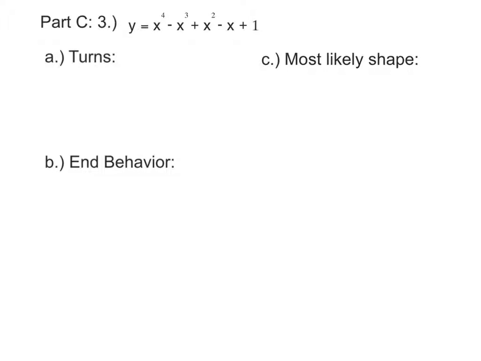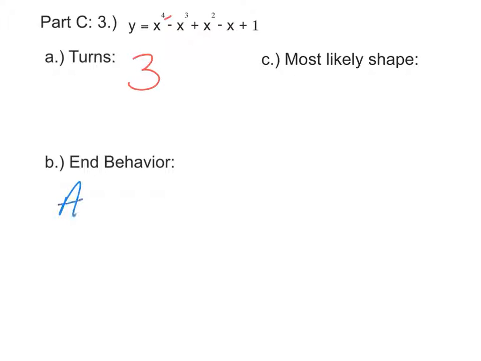Finally, we have this polynomial equation that looks so simple it maybe is confusing, but again, we resort to that leading term, this x to the 4th. The number of turns is determined by its degree. This is a 4th degree polynomial, so it will have at most 3 turns.